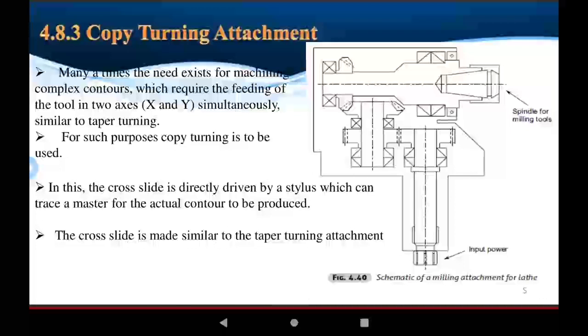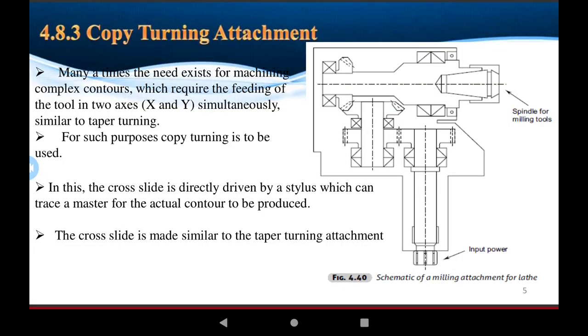The copying or turning attachment may be turned to access the machine's complex contours, which requires feeding of the jobs and tool access.